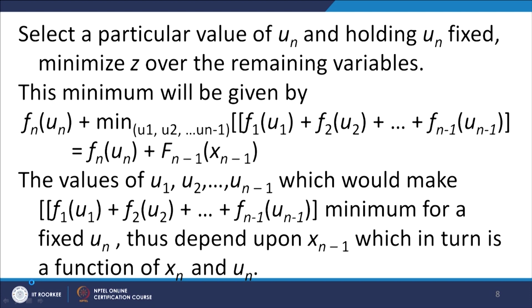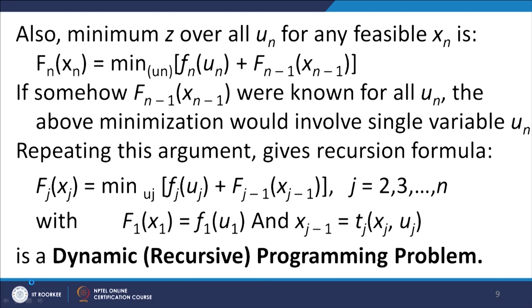And the values of u 1, u 2, ..., u n minus 1, which would make this function f 1 u 1 plus f 2 u 2 plus ... plus f n minus 1 u n minus 1 minimum for a fixed u n, depend upon x n minus 1, which in turn also depends on x n and u n. So that indicates the recursive nature of the problem.